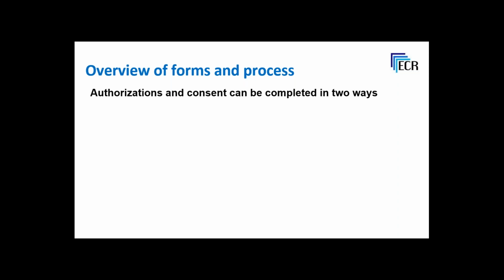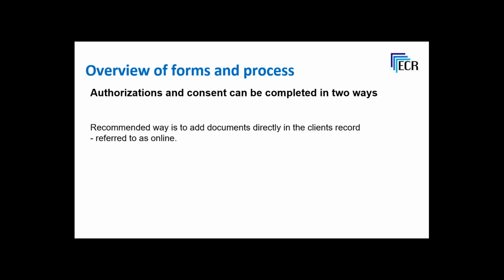Authorization and consent can be completed in two ways. The recommended way is to add documents directly into the client record, referred to as online. It is the easiest method: simply open the client record, the client signs the form, you save it, and you're done.